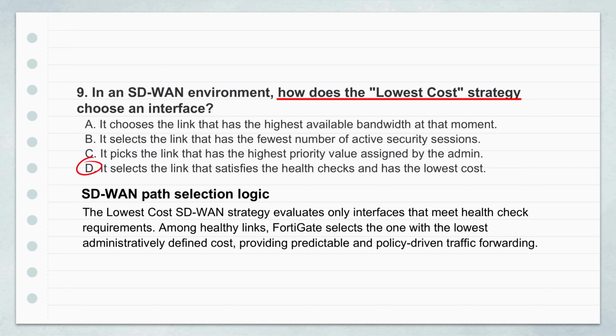So I could assign my main fiber line a cost of 5 and my 5G backup a cost of 10. Right. And if both are healthy, it picks the fiber because 5 is lower than 10. But if the fiber starts getting jittery and fails that health check, it fails over to the 5G, ignoring the cost. Always. Health first, then cost. It prioritizes reliability over preference.